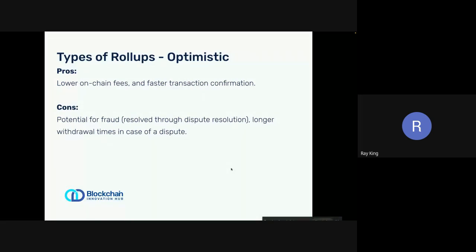Now, what are the disadvantages? The disadvantage is potential for fraud, but that can be resolved through dispute resolution. And then we have longer withdrawal times in case of a dispute. Whenever a user reports the transaction, nobody can access the funds at that particular point. And until the dispute is resolved, you won't be able to withdraw. So these are the disadvantages of optimistic rollups.